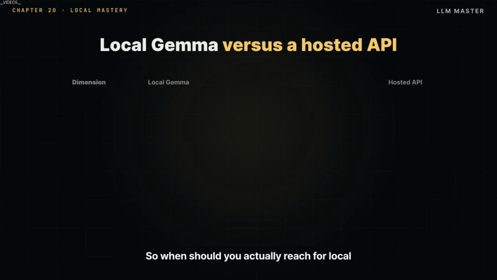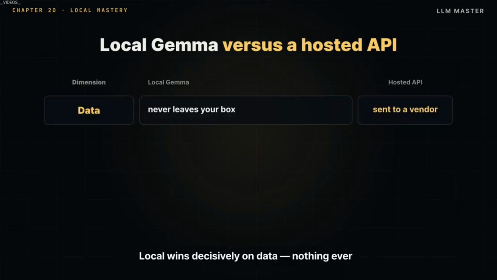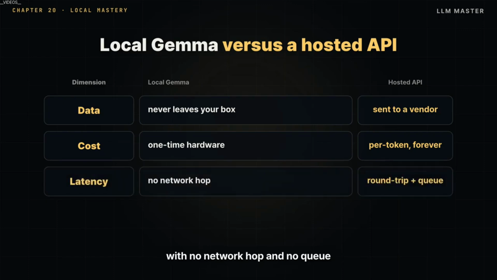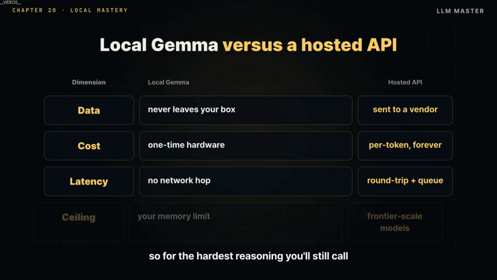So when should you actually reach for local instead of an API? Let's be honest about the trade. Local wins decisively on data. Nothing ever leaves your box, which for regulated or sensitive work isn't a preference, it's a requirement. It wins on cost at scale. You pay once for hardware instead of per token forever, so high-volume batch jobs get dramatically cheaper. It wins on latency for small requests, with no network hop and no queue. Where hosted APIs still win is the ceiling. The largest frontier models need more compute than any laptop has, so for the hardest reasoning you'll still call out.